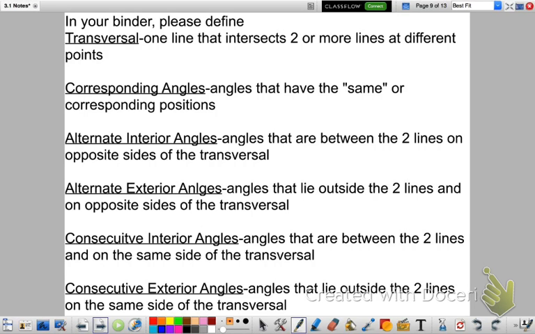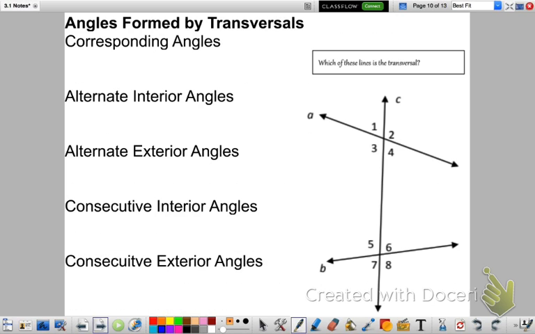Alternate exterior angles are angles that lie outside the two lines and are on opposite sides of the transversal. Consecutive interior angles are angles that are between the two lines and on the same side of the transversal. Consecutive exterior angles are angles that lie outside the two lines on the same side of the transversal. That's a whole bunch of words, but let's look at some diagrams and see if we can't figure it out.